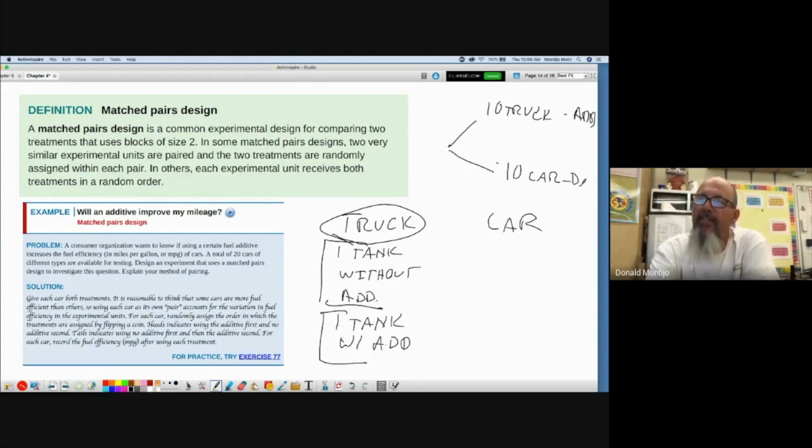So a matched pair design is just a specialized type of block design in which you compare two individuals to themselves, or you compare individuals that are similar or the same in some way. Is there a reason for me to pair one individual up with another in a matched pairs design, a specialized type of block design?